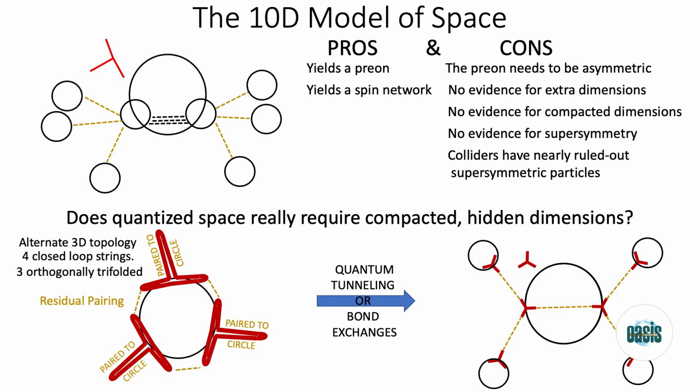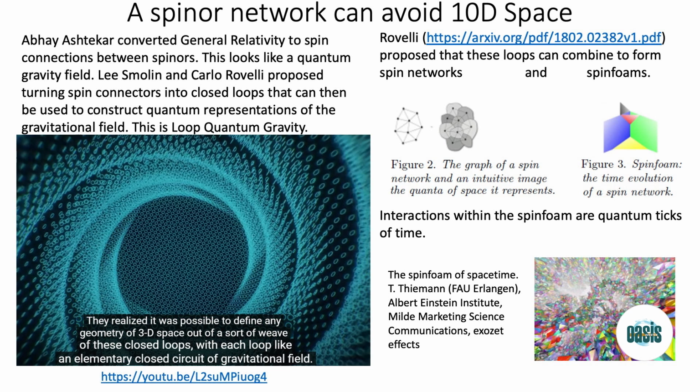Well, here's an alternative to what's up at the top, where we've replaced the 3D space with the preon itself. So it's got 3 dimensions, 3 dimensions, 3 dimensions, and the string in the middle makes the 10th. So we're back to having 10 dimensions, but we are building with things that are 3-dimensional. And then escape of one of these preons by either quantum tunneling or bond exchange would free up a preon and would create this spin network. So that's one way of doing it. But there's another way. You can use spinor networks and avoid 10D space altogether.